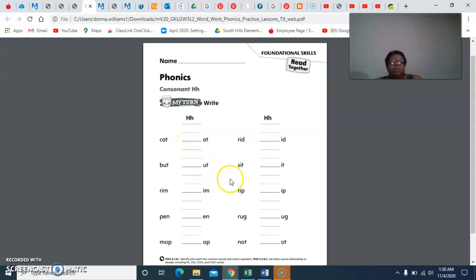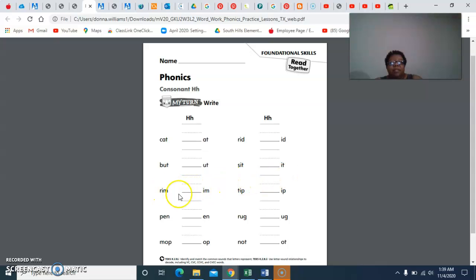Let's do one more. It, sit, and then we have it. So let's change the first sound. We have H, the sound is h, so we have hit, so that word is hit now.